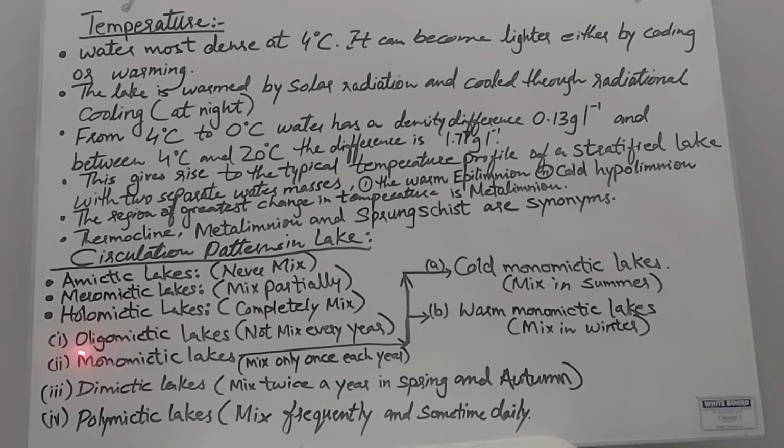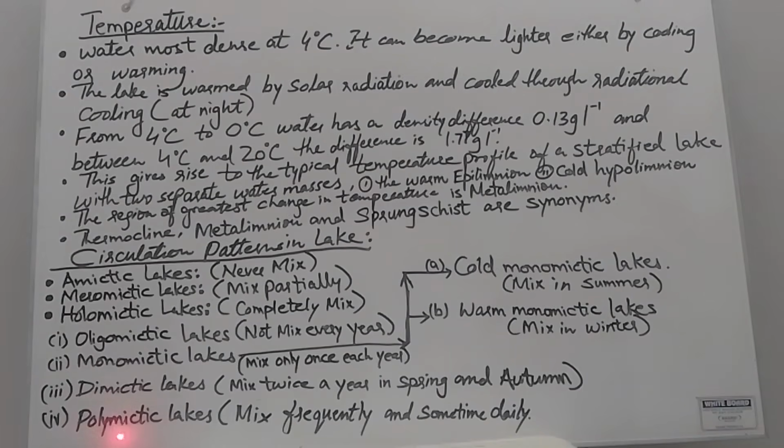So this one is the second type of holomictic lake. Third type of holomictic lake is dimictic lake. Here di means two. So these types of lake mix twice a year. Usually they mix in spring and autumn. Because they mix twice in a year, this is the most common type at temperate latitudes. Usually at the temperate latitudes, water bodies are dimictic type of lakes.